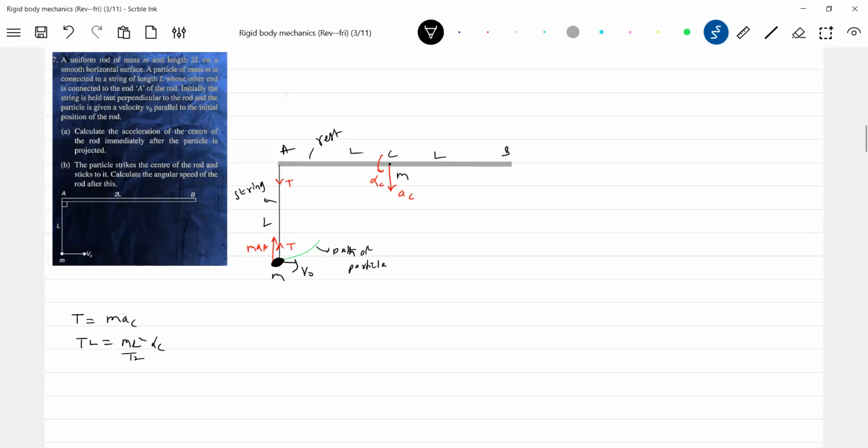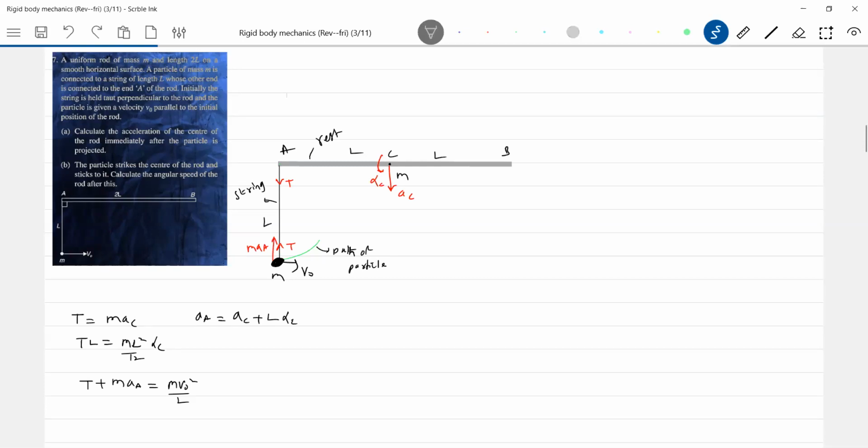Then what is the motion? This will be... what is the acceleration of point A? Acceleration of point A should be equal to AC plus L by 2 or L alpha C. So he's asking to get the value of AC. We know mv naught square. Solving this, we'll get the equation for acceleration of point A.